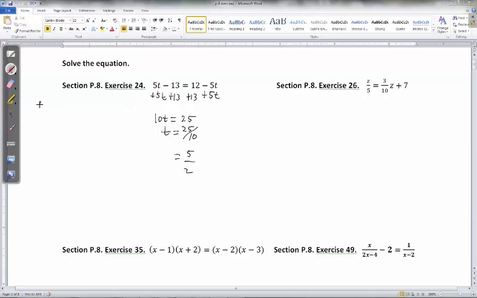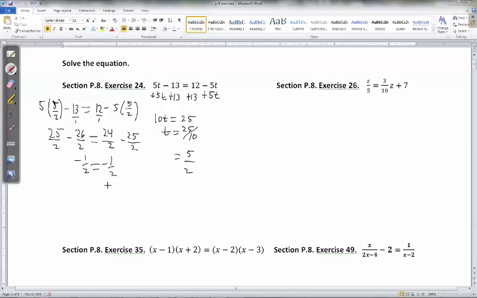As far as checking, this wouldn't be too hard to check by hand. Generally, I check things in the calculator, but this one I might as well make an exception to. 12 minus 5 times 5 halves. Looks like I'm going to have to get common denominators. That'll be 25 over 2, 13 over 1, 12 over 1, minus 26 over 2. That'll be negative 1 half. And this one will be 24 over 2, minus 25 over 2. Oh yeah, both sides I would get negative 1 half. So the equation is equal, and that verifies that this is a solution.